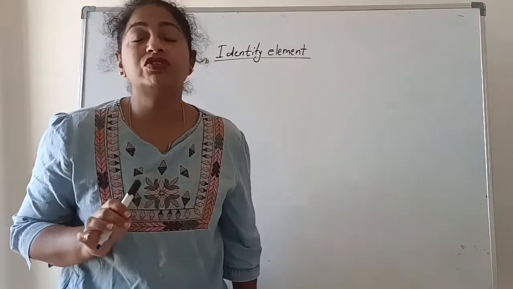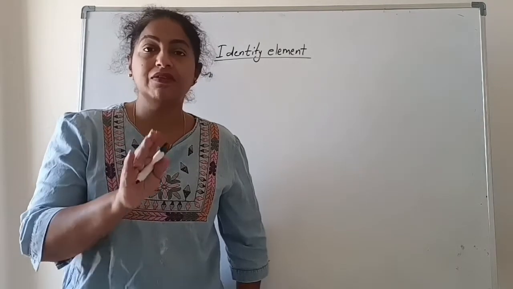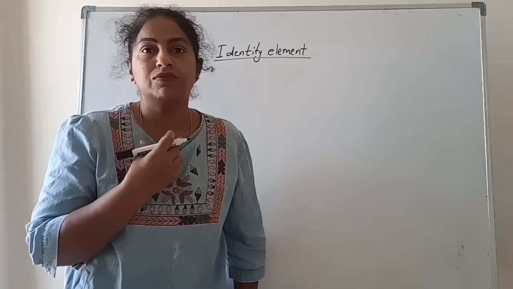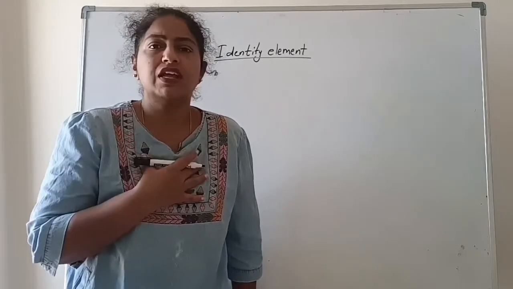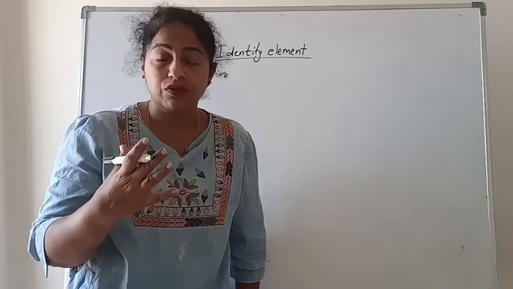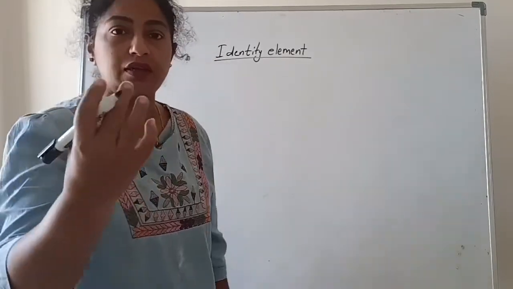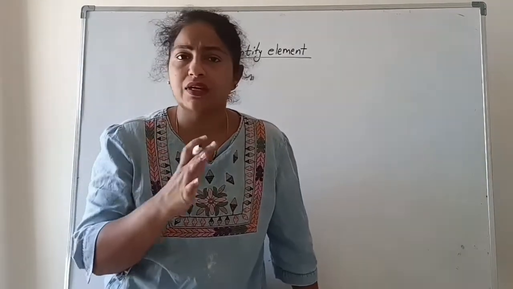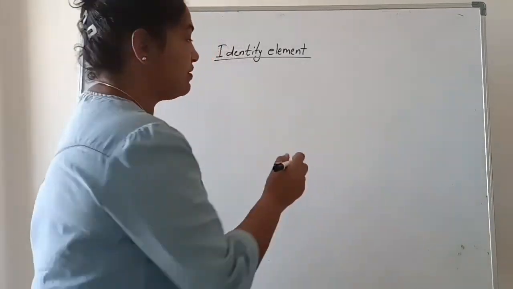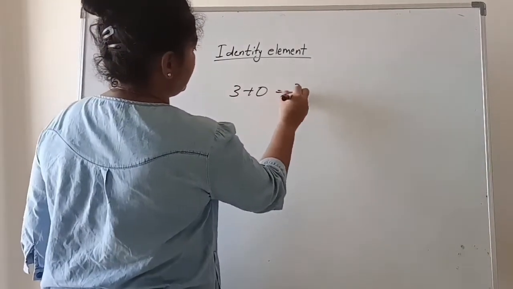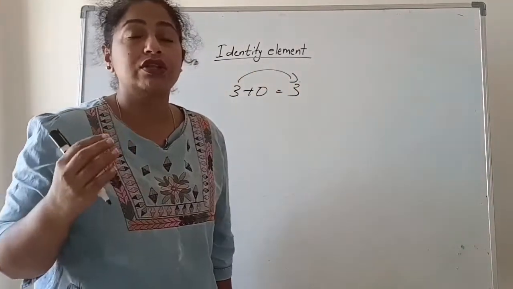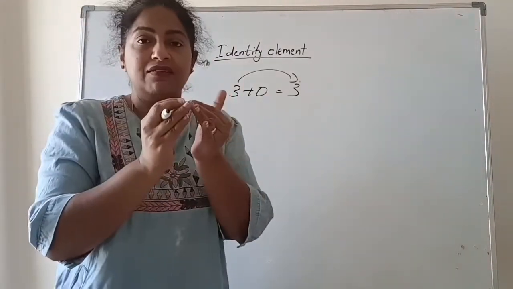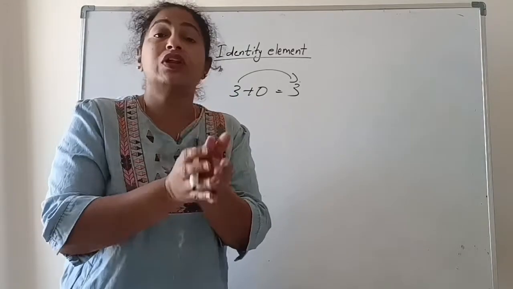Now, let us move on to a very important topic in binary operation, which is the identity element. Now, what do you mean by an identity element? An identity is something that reflects your own personality. Whatever happens to you, you are your own. You reflect your own personality. Now, in addition, what happens when you add 0 to a number? It does not make any difference to the number. So, basically speaking, the personality or the identity of 3 is not changed when you add 0 to 3. So, I can say that 0 is the identity element for addition.